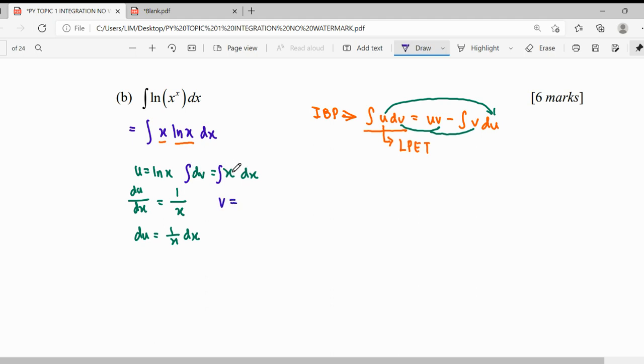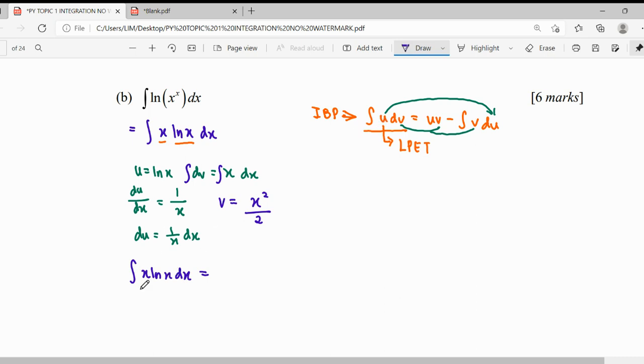When we integrate x, this is an individual x, where power plus 1 over the new power. From here, we don't need to plus C yet because we haven't finished our integration. We just want to find out what is our v and what is our du, so that this question can be solved using integration by parts. After we get our du and v, we rewrite our question. This is our question.